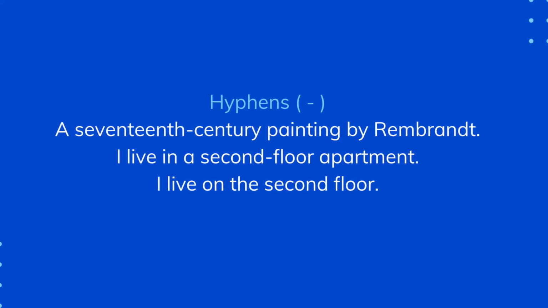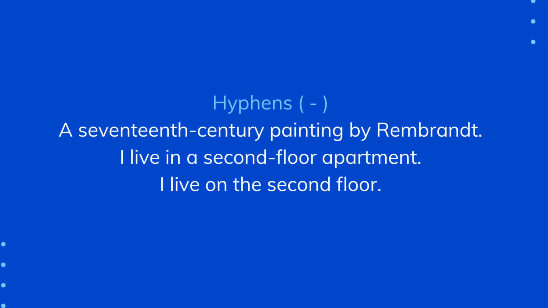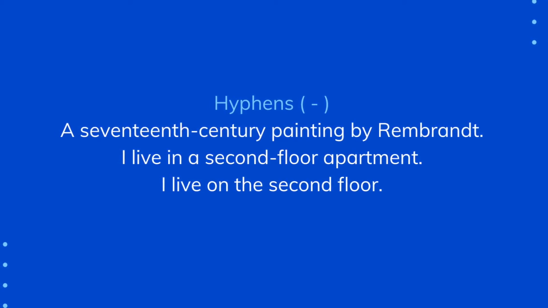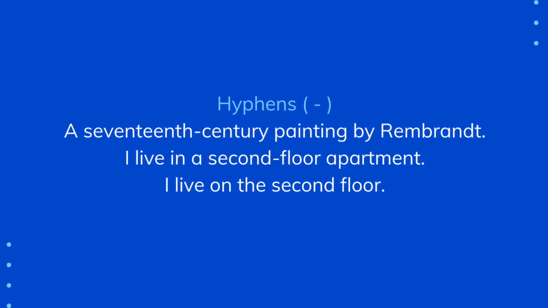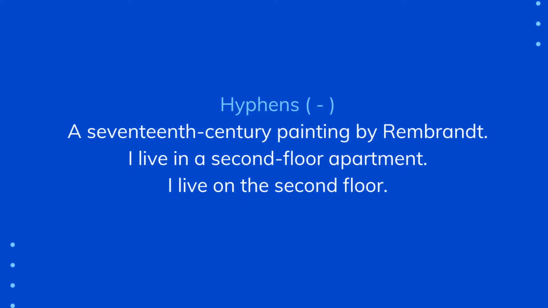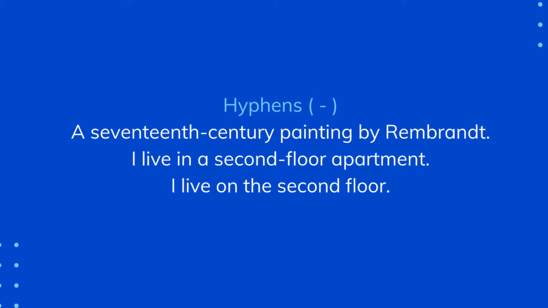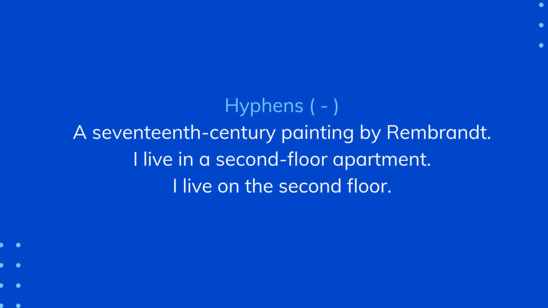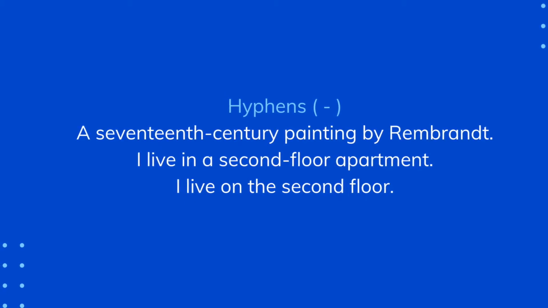Let's look at a few more examples. I live in a second-floor apartment. Second and floor are modifying the word apartment, therefore we use a hyphen. I live on the second floor. Second and floor aren't describing a noun in this sentence, therefore we don't use a hyphen.